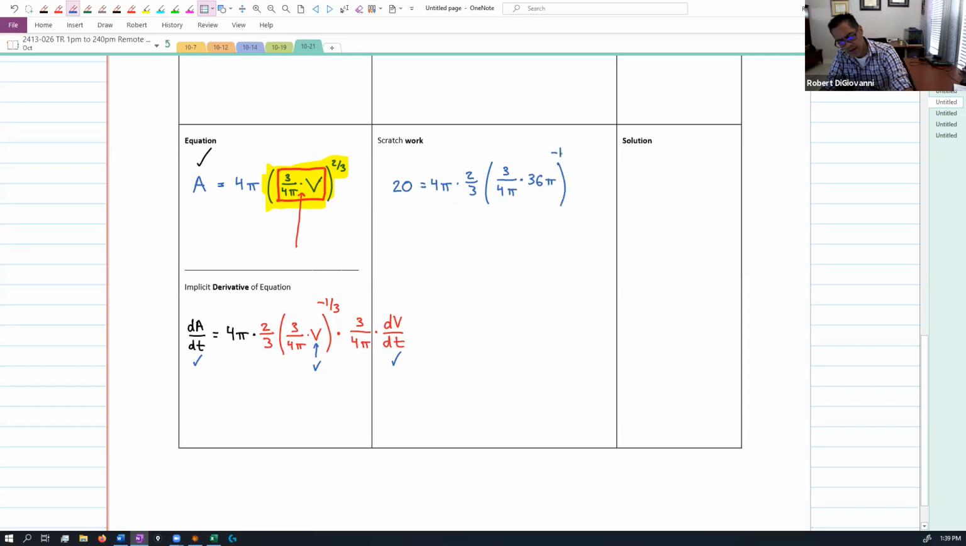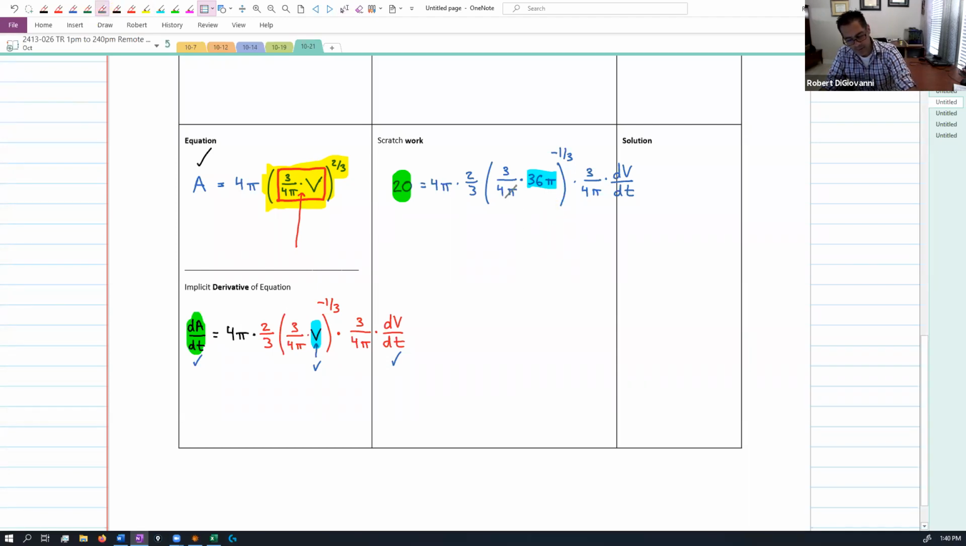All raised to the negative 1/3, and then times 3/4 pi times dV/dt, which is what I'm trying to solve for. So all I did there is replace that with that. I replaced that with that. And that was it, right? That's all I did. I believe some things are going to clean up significantly here.